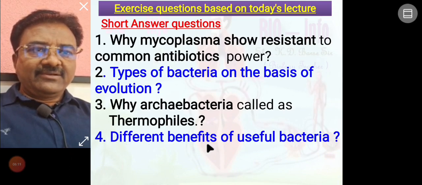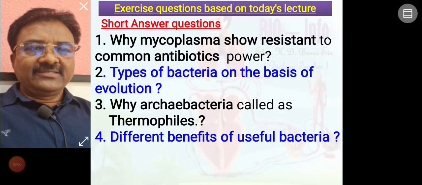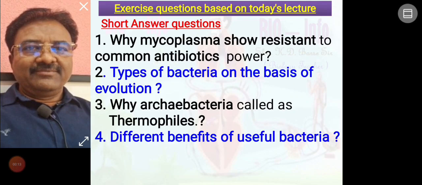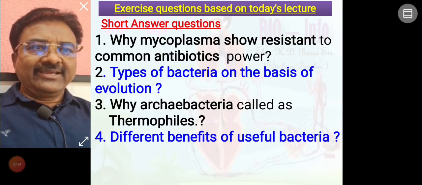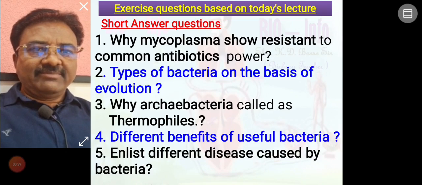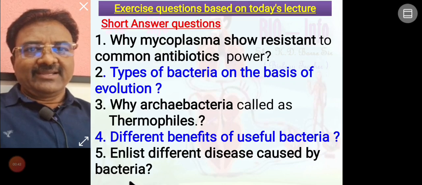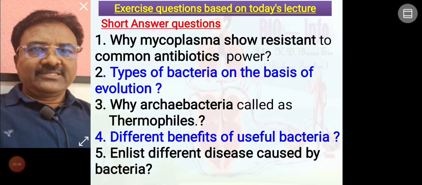Different benefits of useful bacteria. Yes, production of antibiotics. Also some bacteria are helpful for converting milk into curd. Also some bacteria are useful for production of methane gas for biogas, oil degradation, and composting. So such different benefits are provided by useful bacteria. Enlist different diseases caused by bacteria. Yes, there are different diseases caused by bacteria like typhoid, cholera, tuberculosis and tetanus.